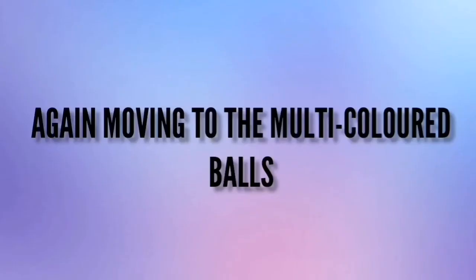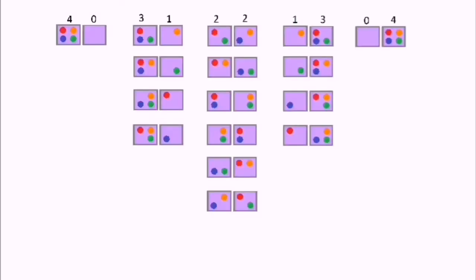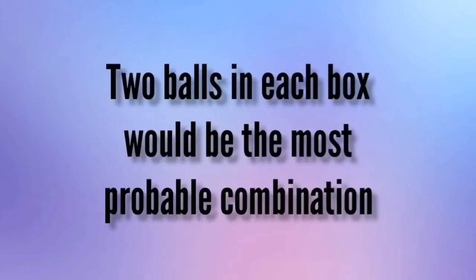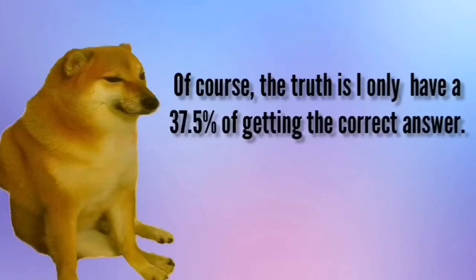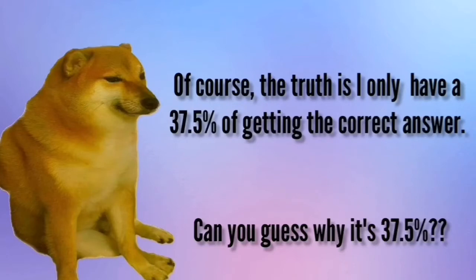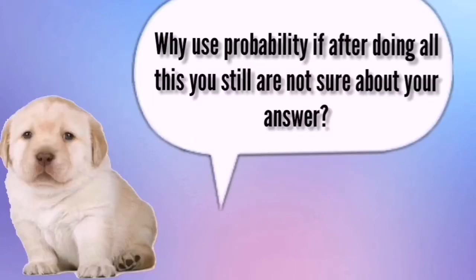We find that now there are 5 possible configurations, and in these we see that the combination of 2 balls in each box has the most number of configurations under it, 6. So that would be the most probable combination, and hence that would be my choice. Of course, the truth is I only have a 37.5% chance of getting the correct answer, and I might be wrong. So you might ask, why should I use probability if after doing all this I might still get the wrong answer?